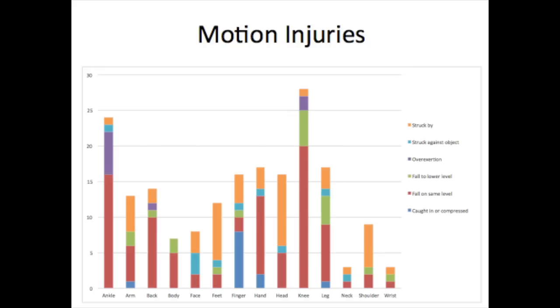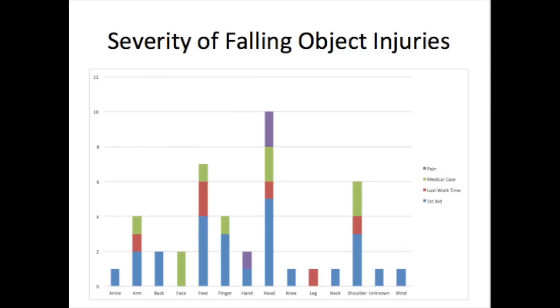From this plot, it is important to note that the struck by category shown represents injuries due to gravity-related falling objects. Shown by the plot, the two body parts affected by this category, which are shown in orange, are the head and feet. This next plot represents the severity of the falling object injuries.